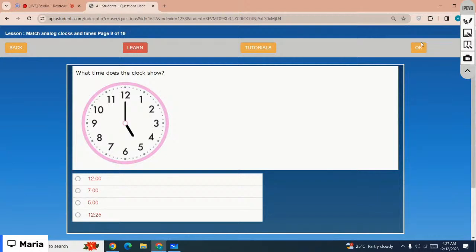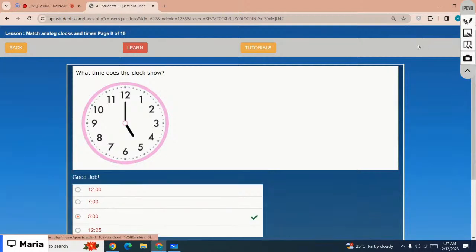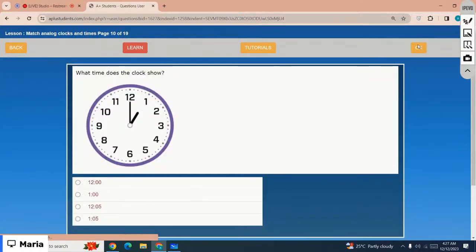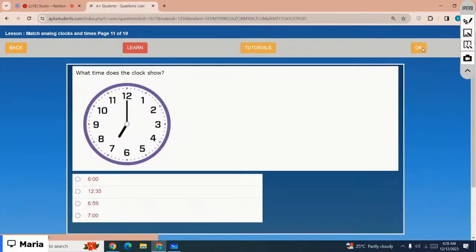Yes, the correct option is 5 o'clock. The correct option is 1 o'clock. Okay, the next one is what time does the clock show? Which is the correct option?